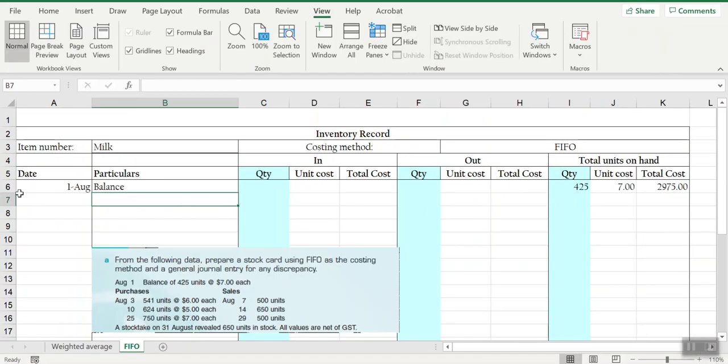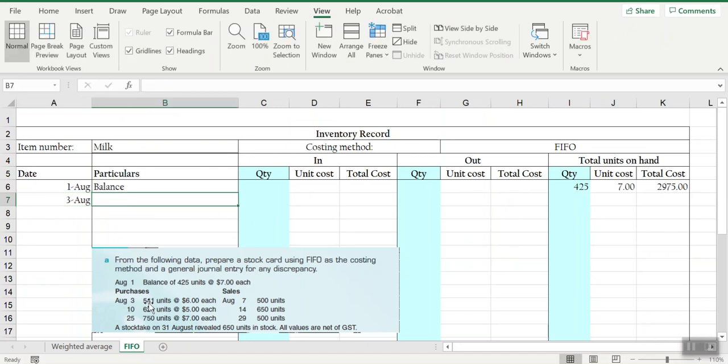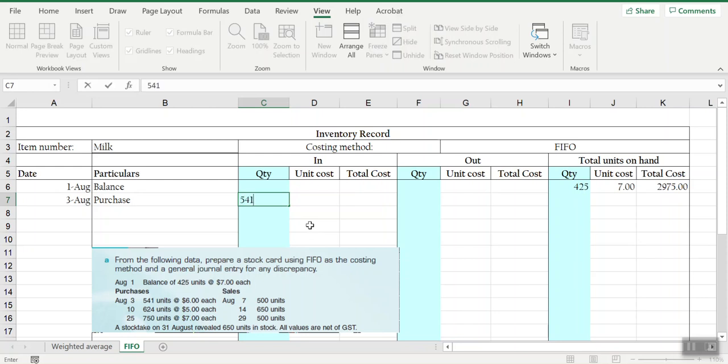Back to it. So I've got the balance amount here. Next date I'm looking for is the 3rd of August, and we do a purchase. So when we purchase, items are coming into the business. We're purchasing 541 units at $6 each. So we're going to put 541 at $6, multiplied by 6.